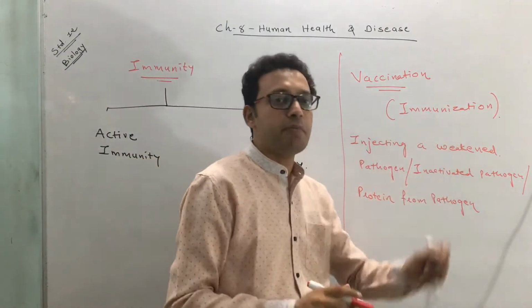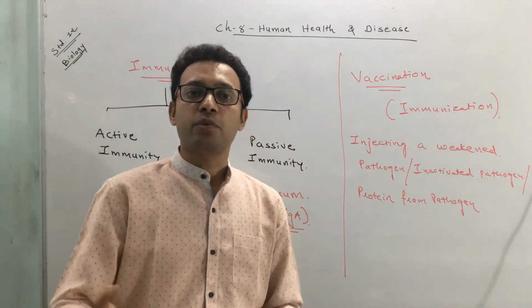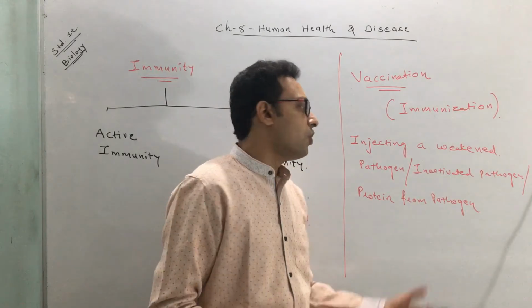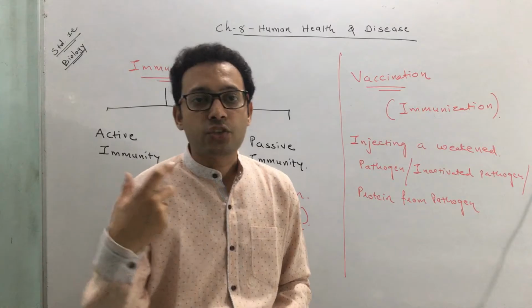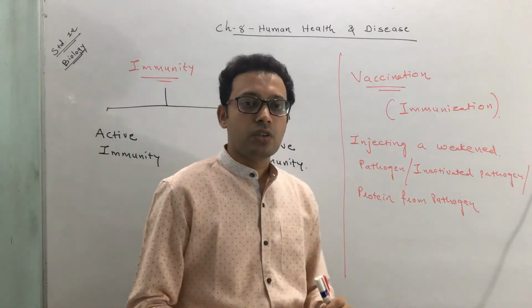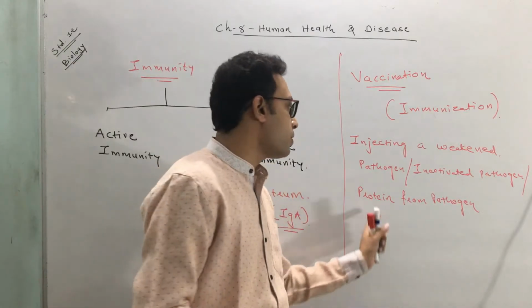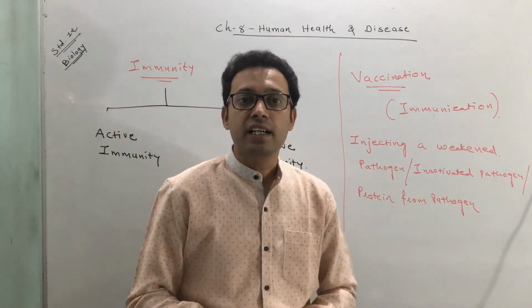These are the weakened pathogens. They are living, but due to certain processes we make them weak. Or they are inactivated pathogens. Or now, due to recombinant technology, we are also able to introduce just the antigen. We isolate the antigen from the pathogen and enter just that protein part of the pathogen, which can act as an antigen.